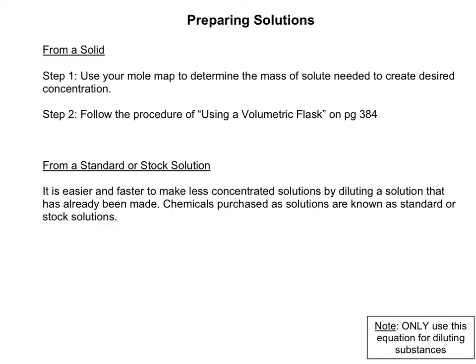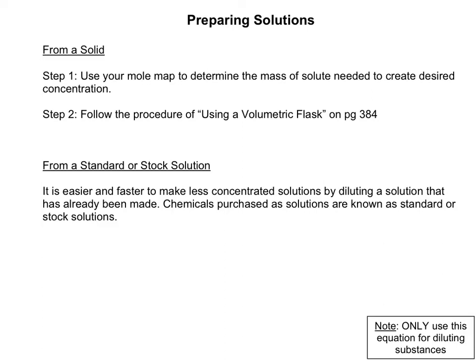When you buy some chemicals, they already come in solution form. These are known as standard or stock solutions. If you need a solution that is of less concentration than a standard solution, or one that you've made from a solid, you can perform a dilution. A dilution involves adding more solvent into the solution, which will decrease the concentration.